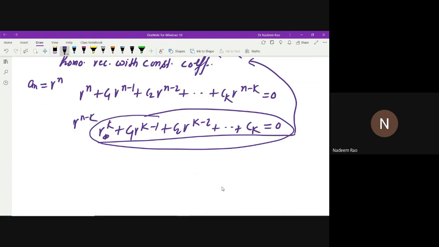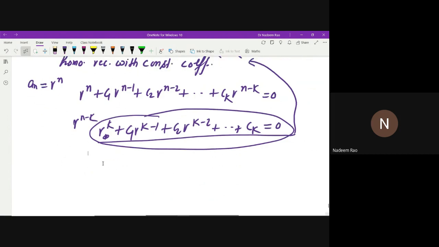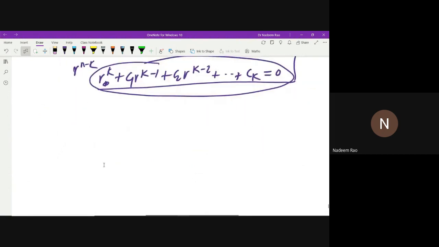So there may be some cases in finding the roots of the characteristic equation. The roots may be the same, identical, or distinct, or some identical and some distinct, or all distinct. So there are the cases. Okay. So case first.